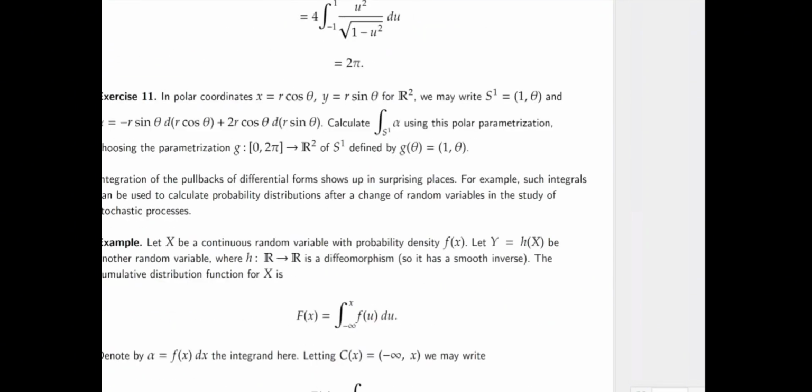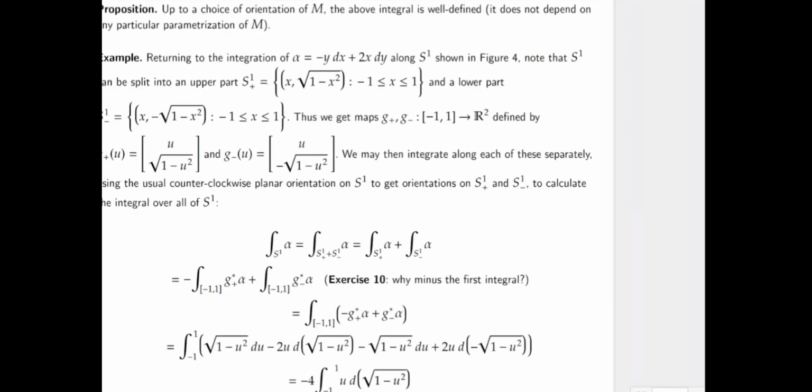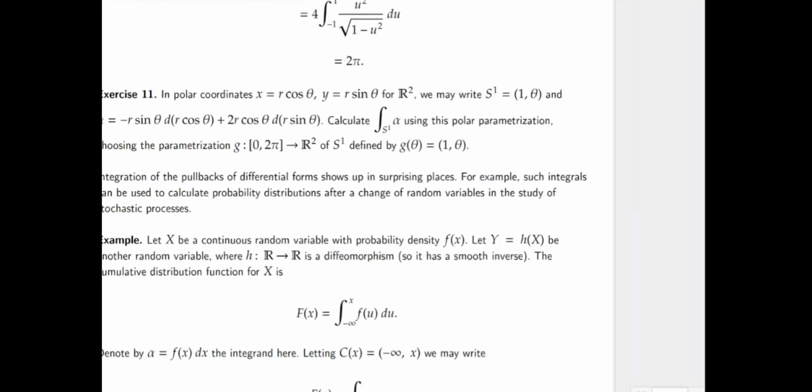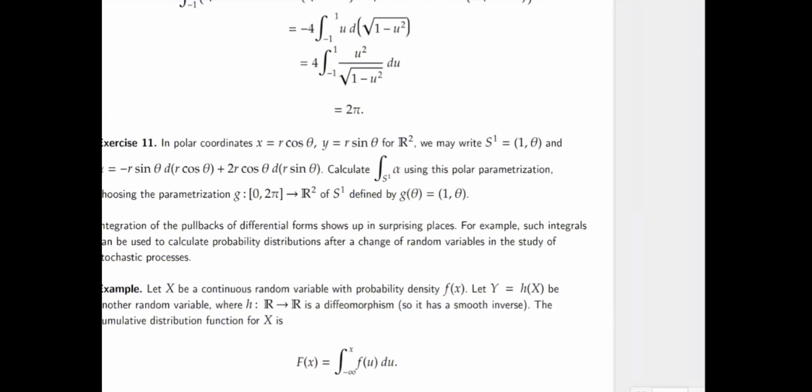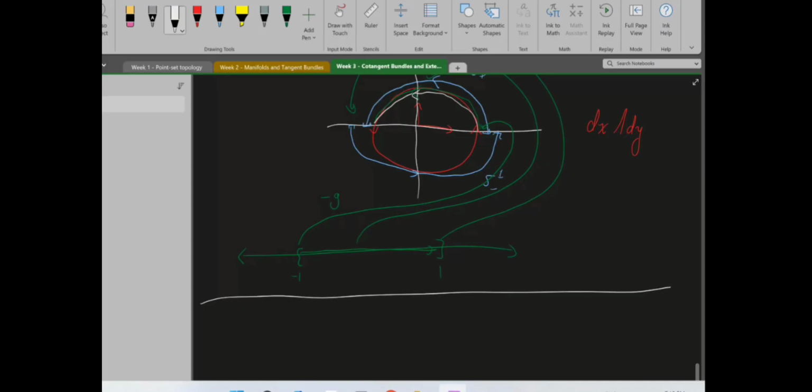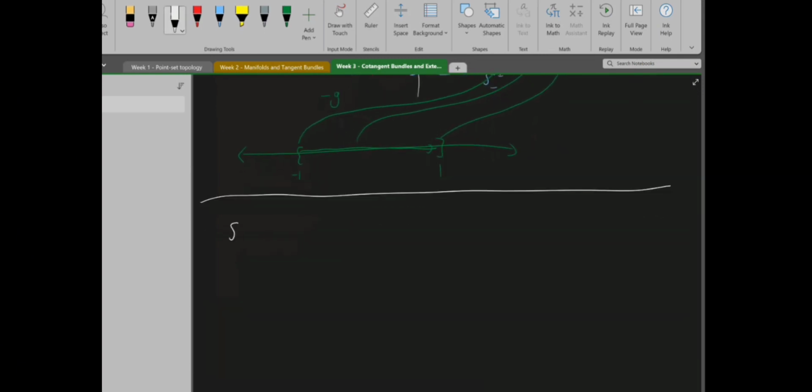So we want to integrate that on S1, and it should be easier, hopefully, using polar coordinates. And we want to choose a different parameterization for G this time. We should not have to break it into two parts, I would imagine, like we did up here when we broke into semicircles. It should be easy to do. So let's write out what we have. S1 is equal to (1, theta) for all theta. Alpha is equal to -y dx plus 2x dy.